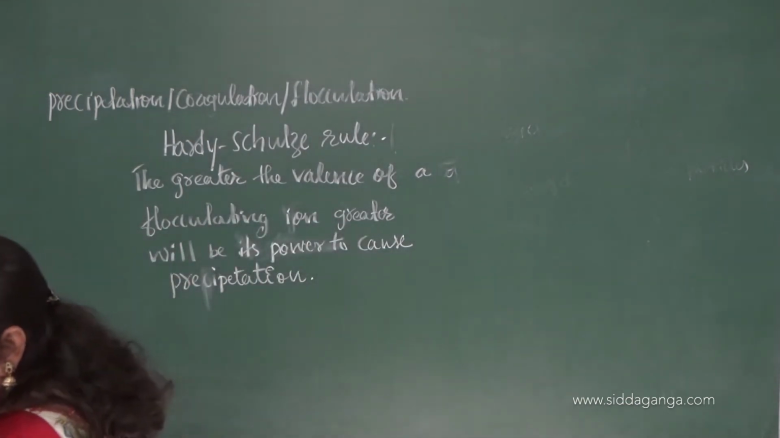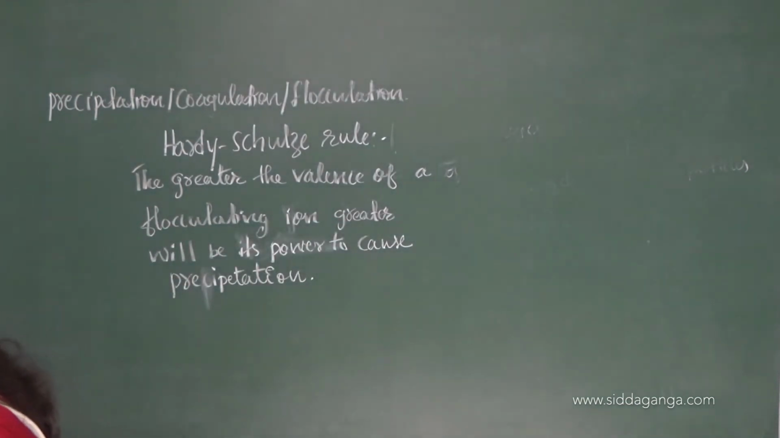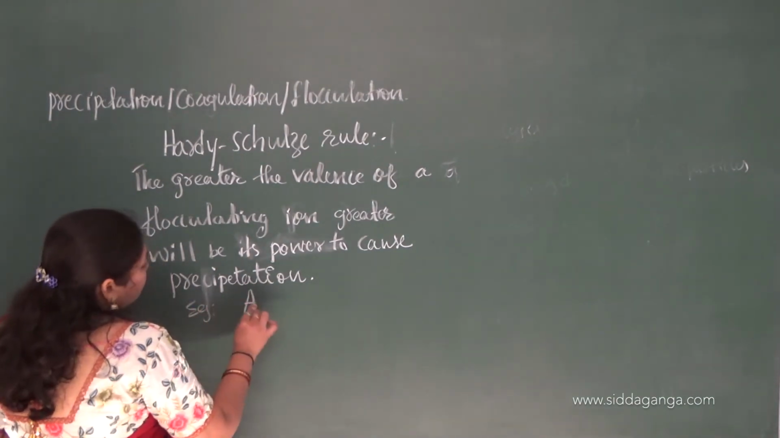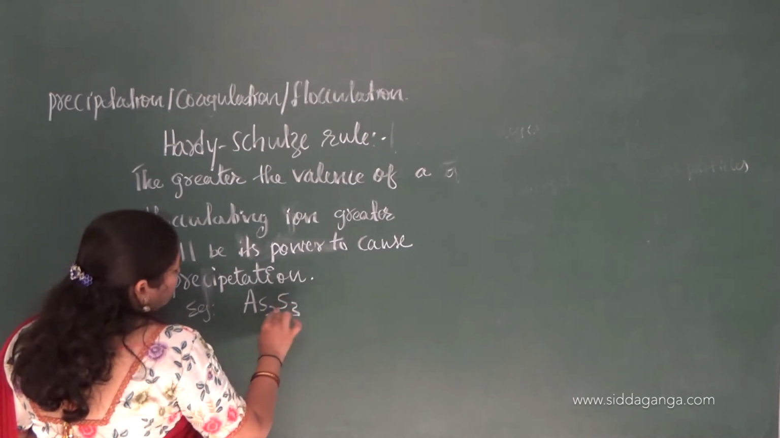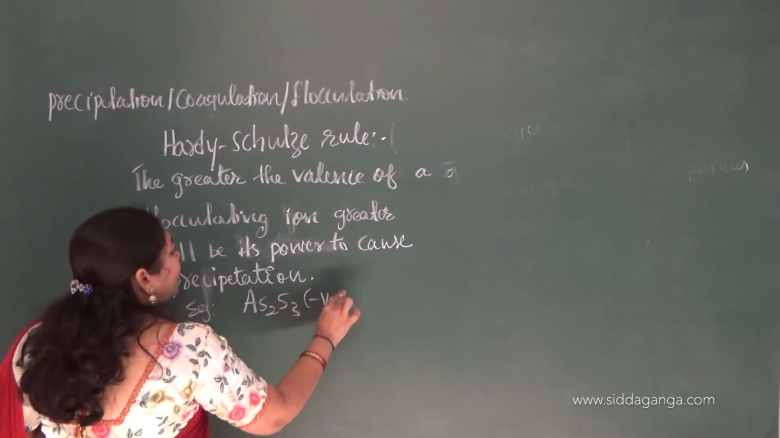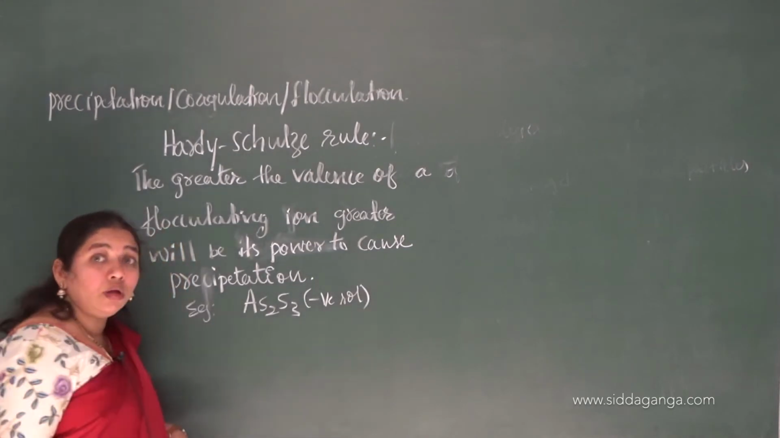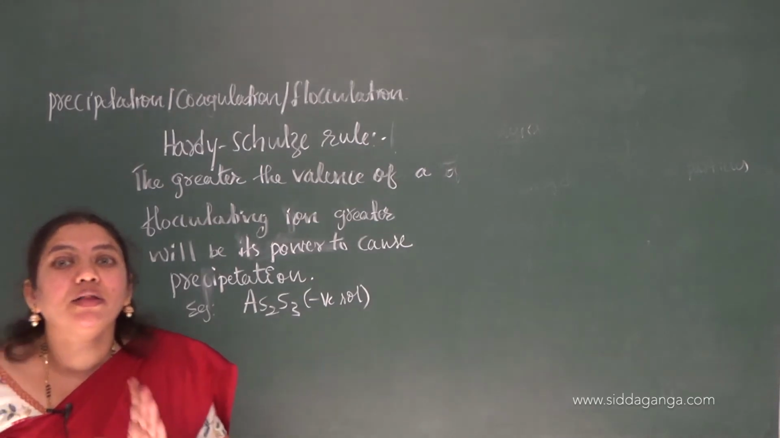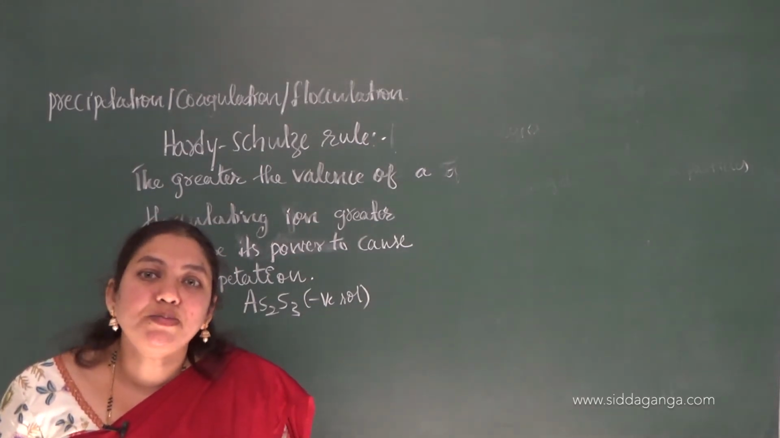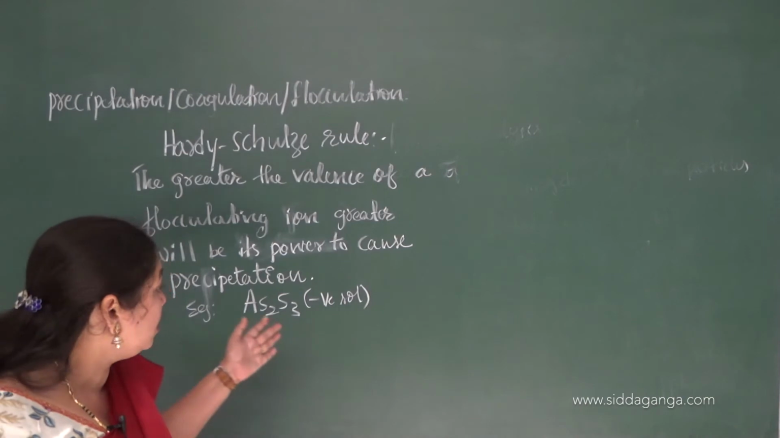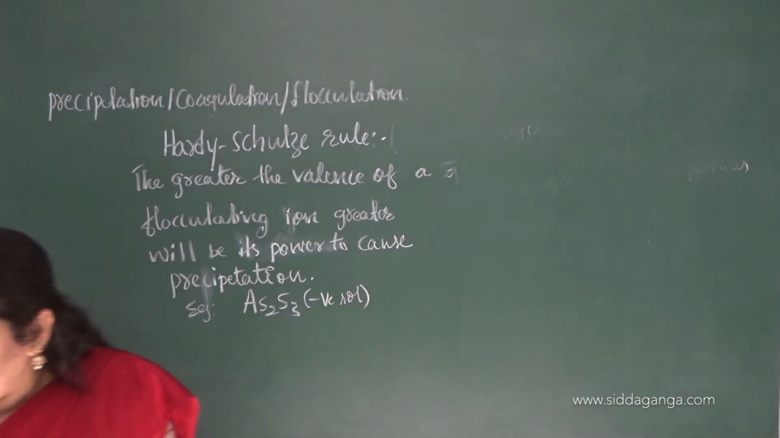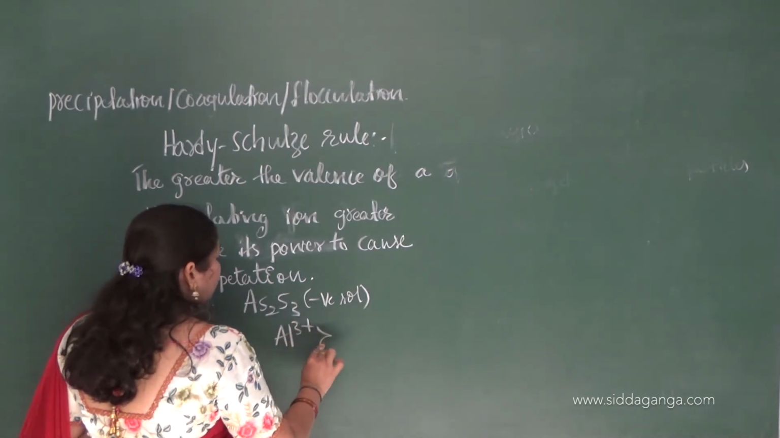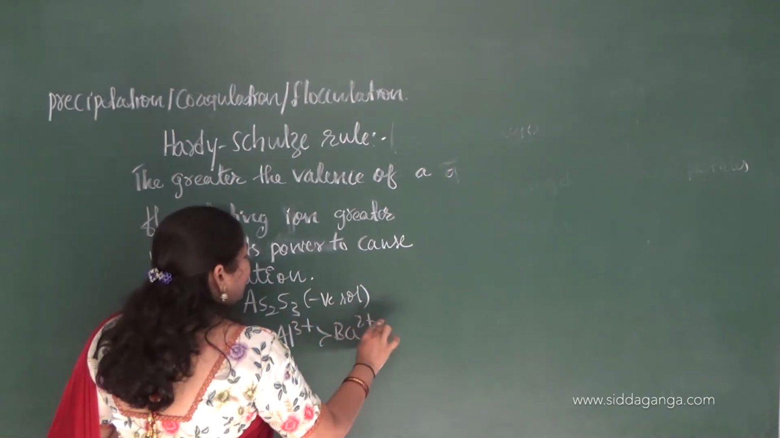Let us have some example. We are having some sol, like arsenic sulfide. Example for this rule is arsenic sulfide. What is the charge of arsenic sulfide? It is a negative sol. So the order of ions, or the order of the electrolytes, responsible for the coagulation of this negative sol will be, say, Al3+, that is aluminium, greater than Ba2+, greater than Na+.